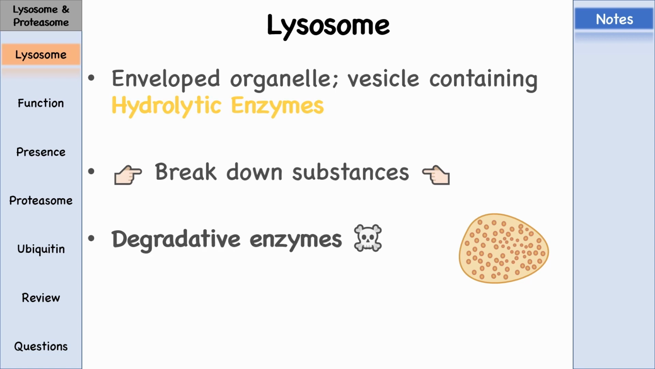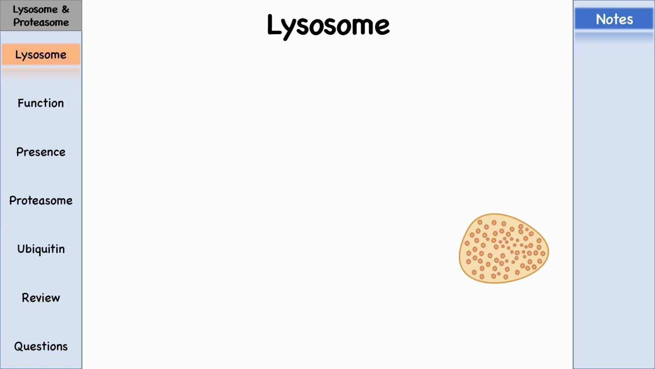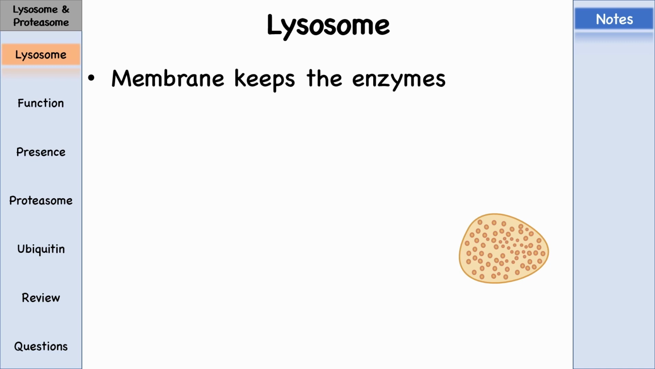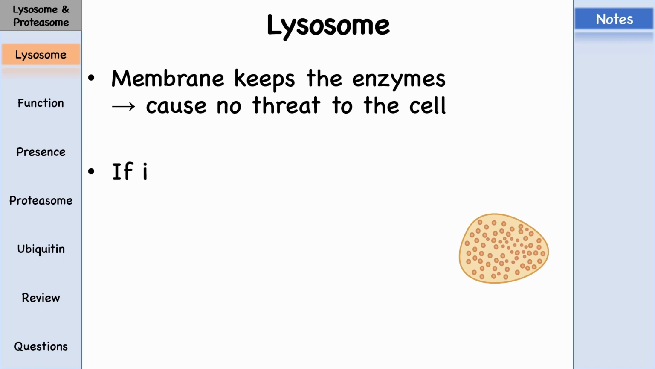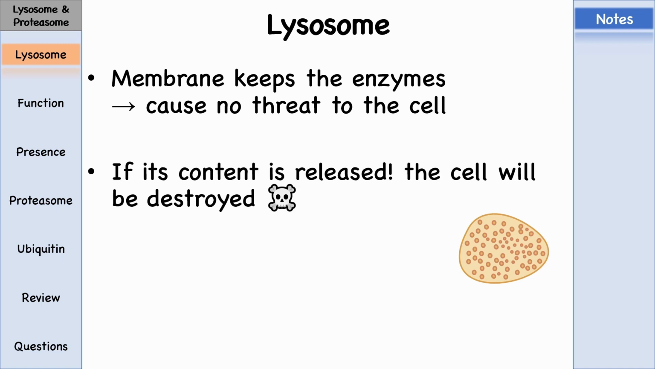And since it contains all these degradative enzymes, its membrane keeps them all inside so that they do not cause any damage to the cell by mistake, because if they are released, the cell will be destroyed. And this is called autolysis, meaning that the cell destroys itself.